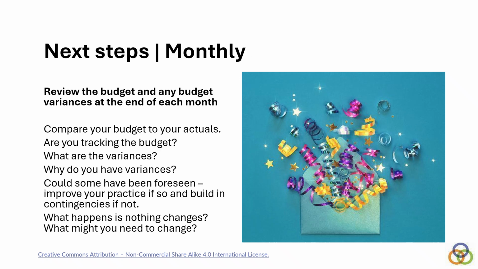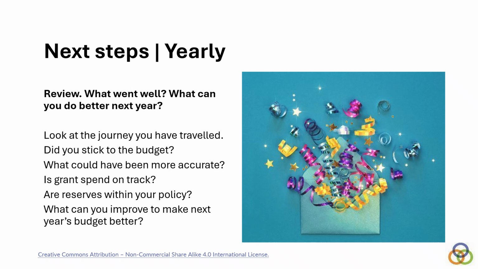Monthly, we would invite you to review the budget and any budget variances at the end of the month. Compare the budget to actuals. Are we tracking the budget? Are we departing from it? If we're departing, what are the variances? What's driving them? Could we have foreseen them? Do we just need to get better at budgeting? Did something unexpected happen? And if nothing changes, what are we going to do? Is it okay? Do we get over the line at the end of the year, or do we need to take corrective action in between?